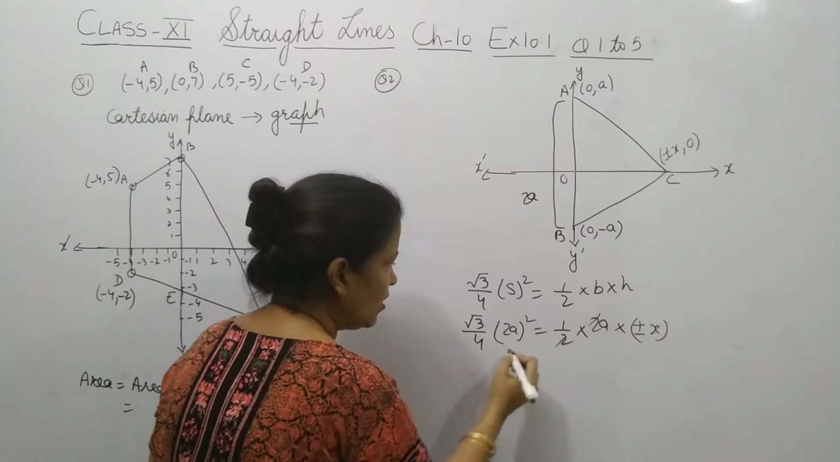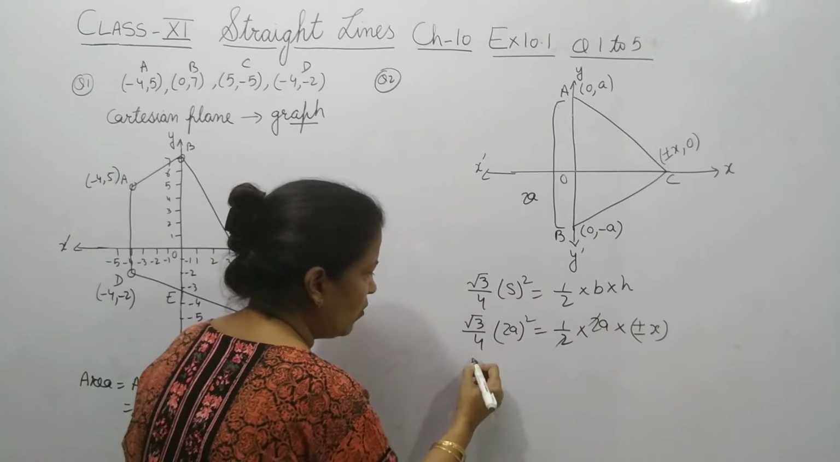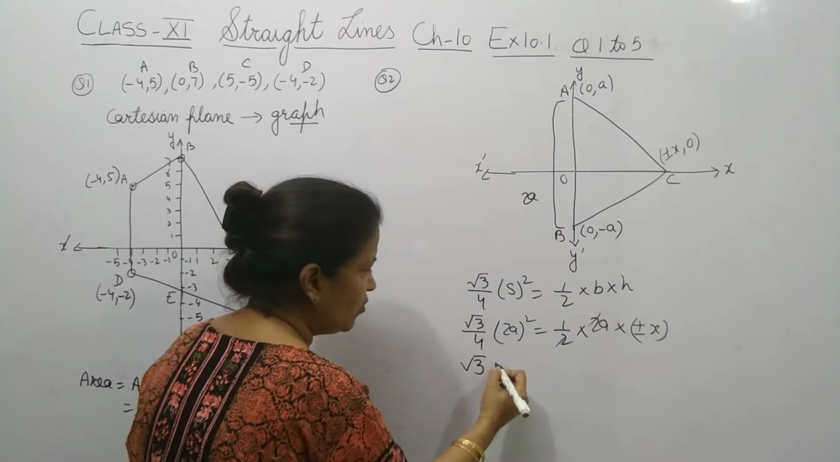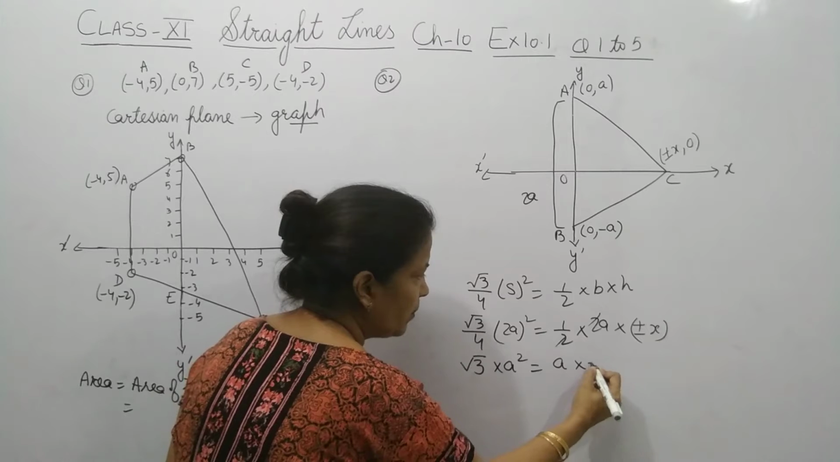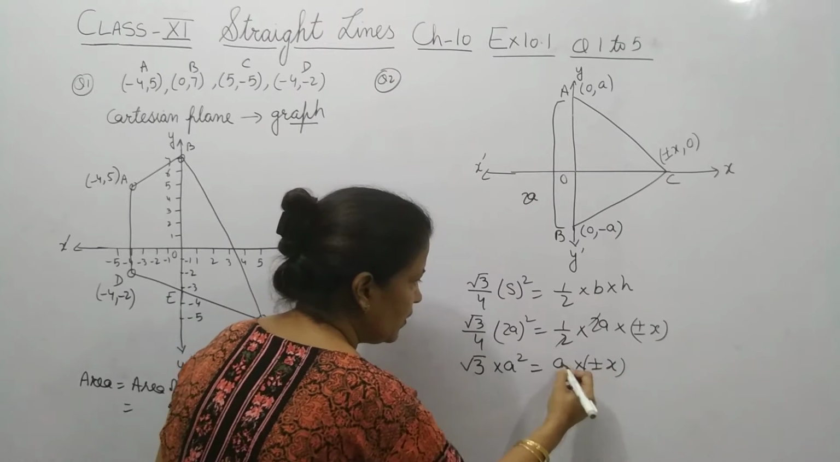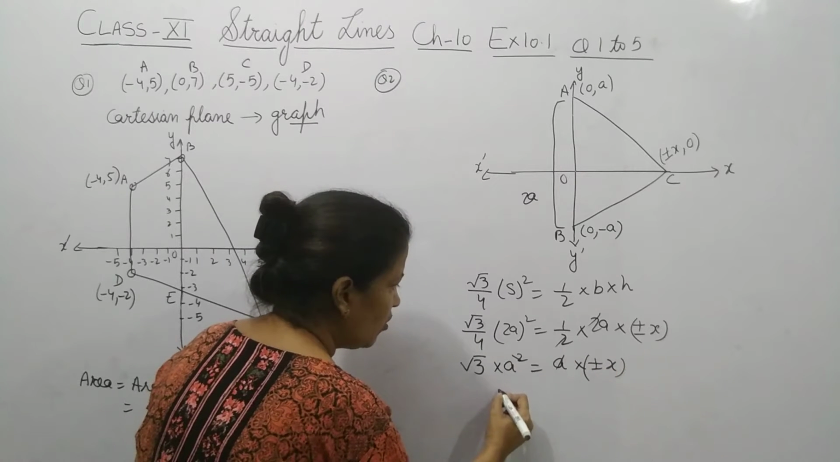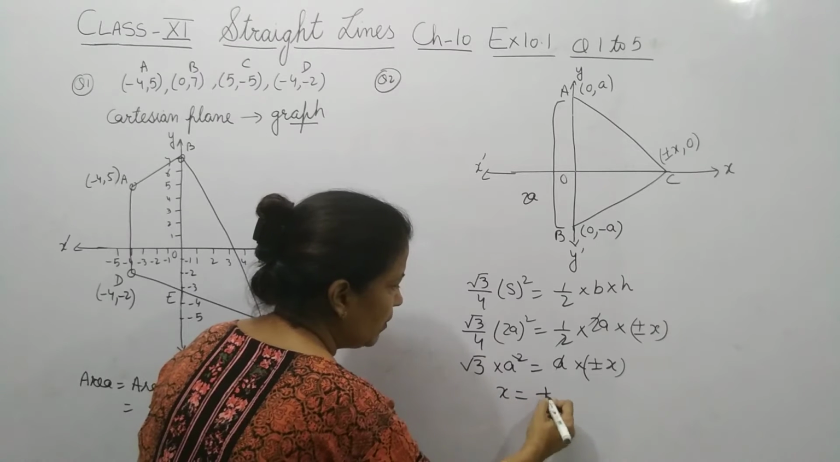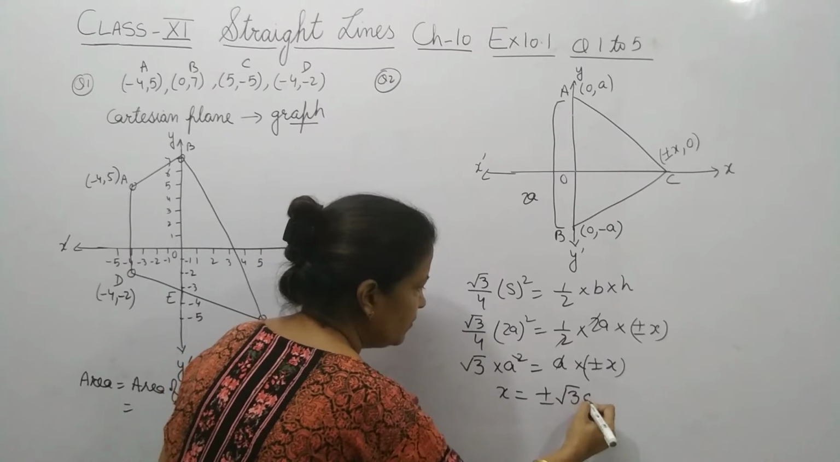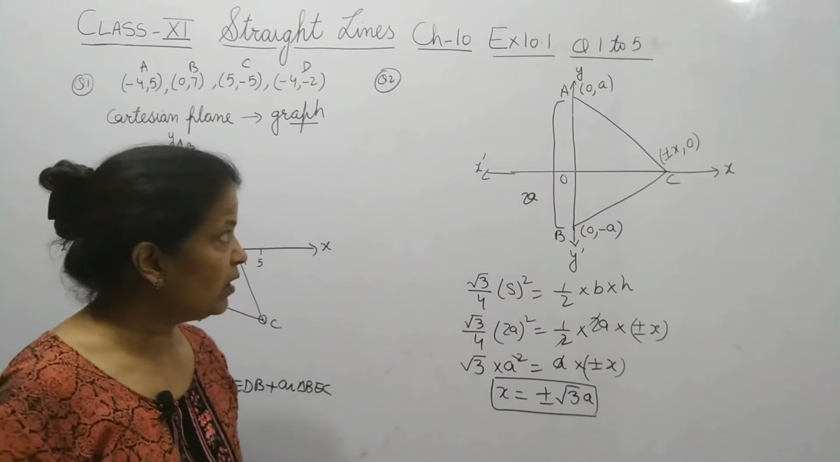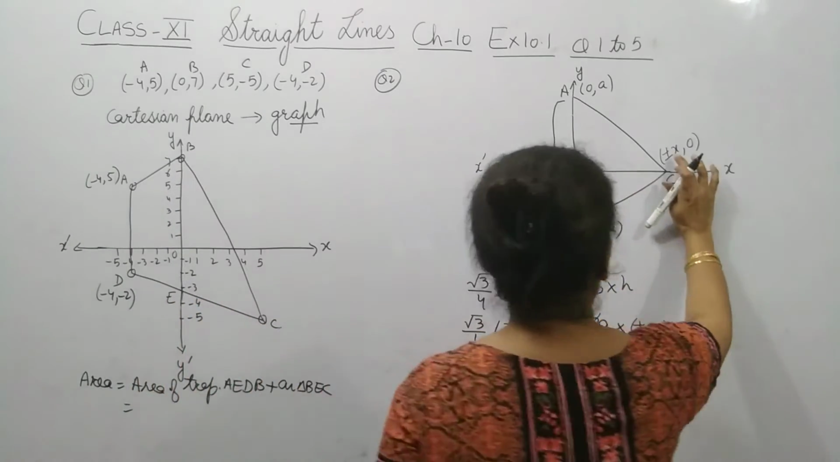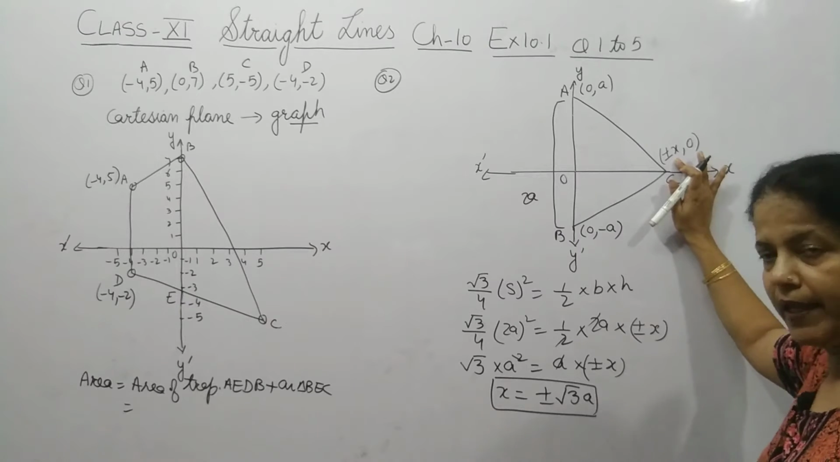So cancel it. From here also, if you open it, 4 will be cancelled out. So it will be a square, a multiplied by plus minus x. This cancels, so x will be plus minus root 3a. You will get this one. So x you will get is plus minus root 3a.